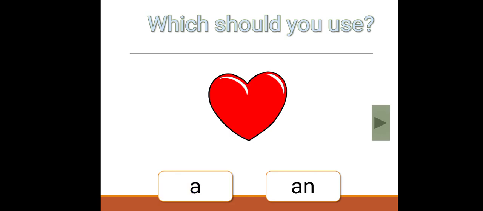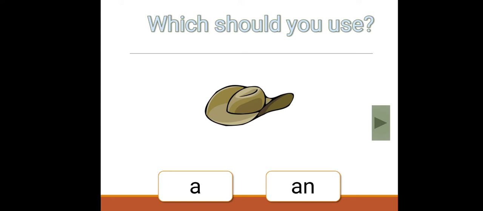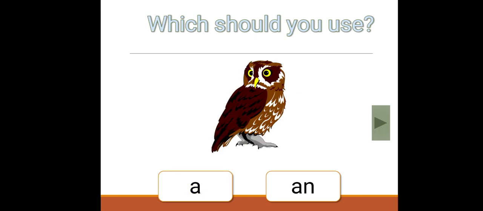Heart, a heart or an heart? Yes, a heart, as it begins with H. Orange, a orange or an orange? Yes, the answer is an orange. Hat, a hat or an hat? Yes, the answer is a hat. Owl, a owl or an owl? Yes, the answer is an owl.